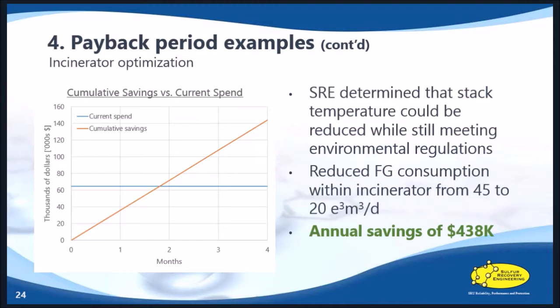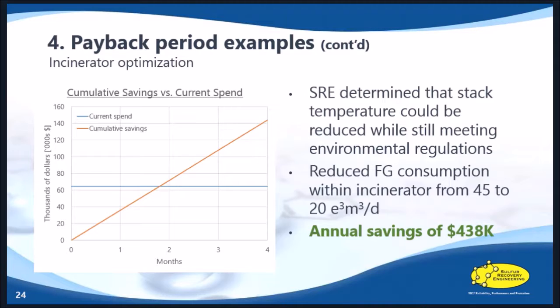Number 3, incinerator optimization. Here we're talking about fuel gas savings. So how much can you save on fuel gas? Well, with this client, an annual savings of $438,000. We arrived on site to do incinerator optimization. We determined that the stack temperature could be reduced while still meeting environmental regulations. It was so much so that we reduced the fuel gas from 45 to 20 E3M3 per day.